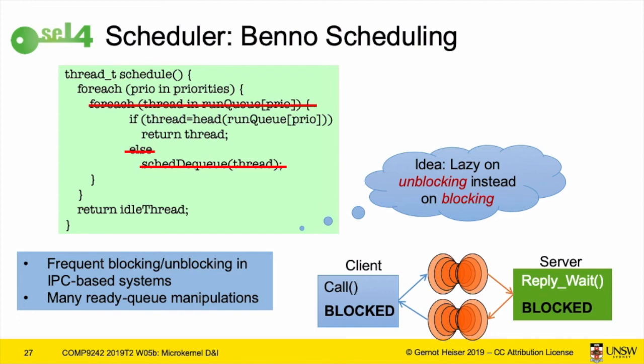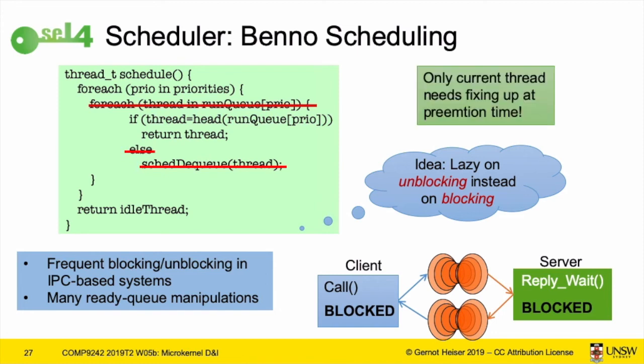The student who came up with this was my student Benno, and that's why we call it Benno scheduling. And so we only need one fix-up. The cost of fixing this up is one queue operation at preemption time, and otherwise it's all good and fast. So we do have an O(1) scheduler, but still avoid doing these queue operations during IPC. So that's the important point.